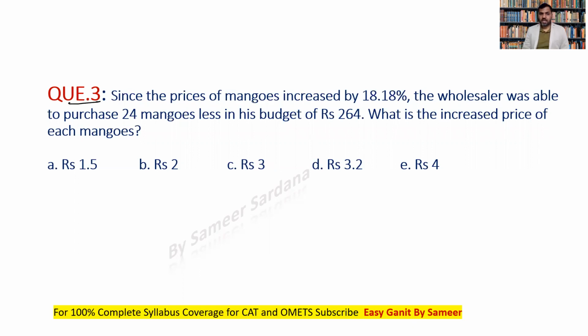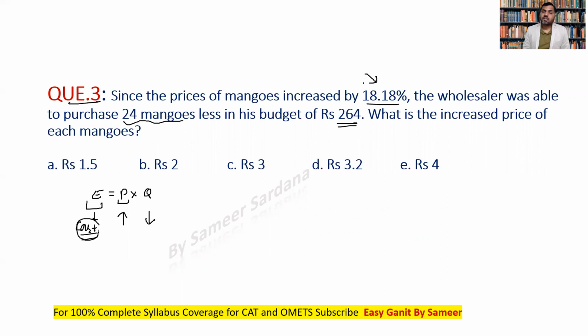Question number 3, since the prices of mangoes increased by 18.18%, the wholesaler was able to purchase 24 mangoes less in his budget of 264. Guys, see this, expenses are equal to price into quantity. Now, if I increase the price, but I want to spend the same amount of money, my budget is constant, but the price of the product goes up, obviously I'll be getting less quantity. This is what this question is all about.